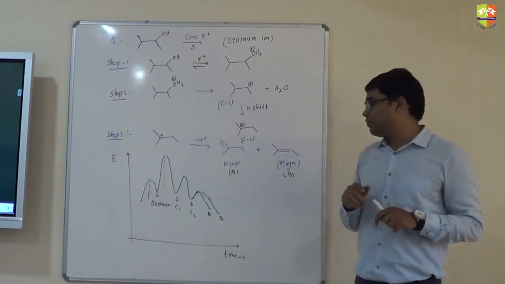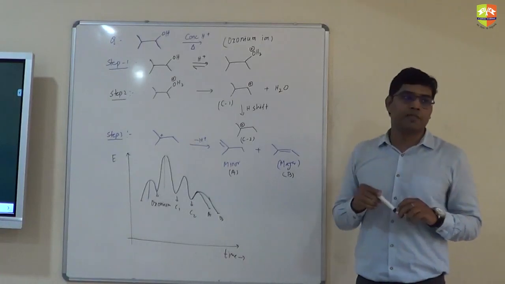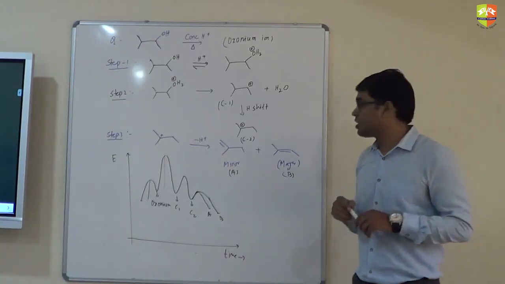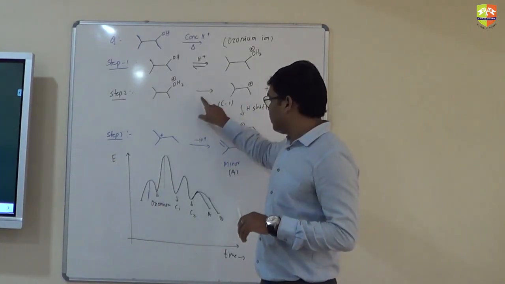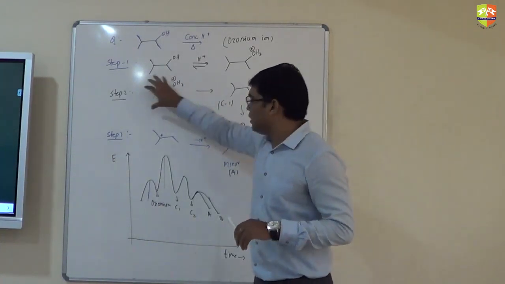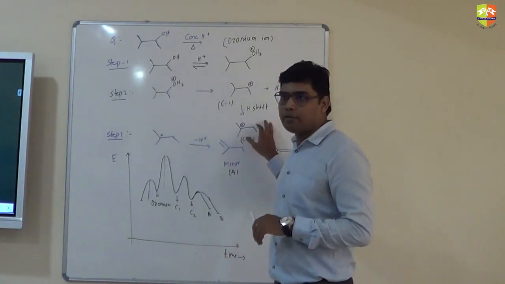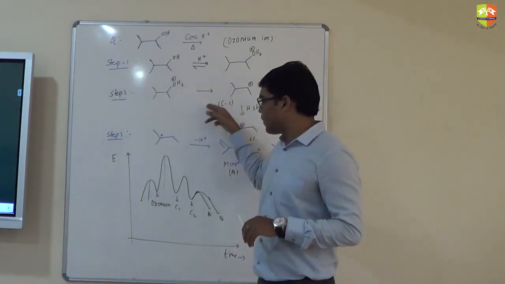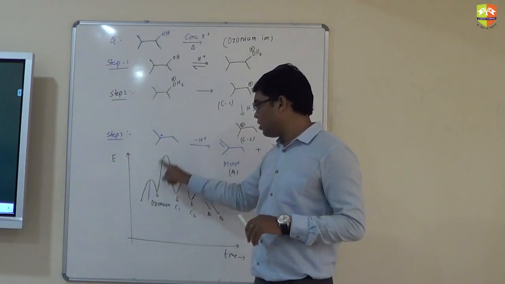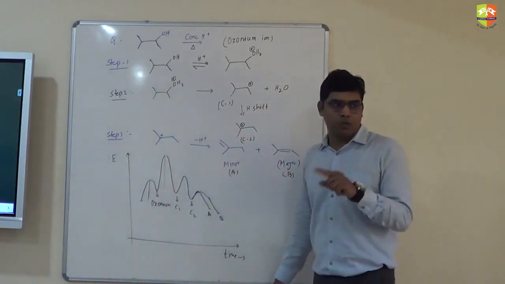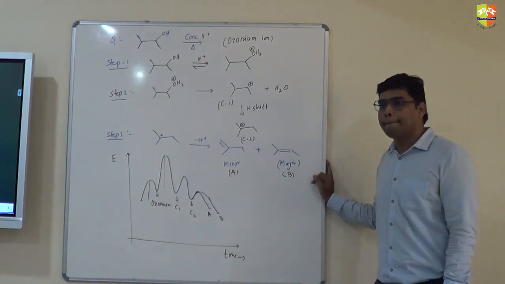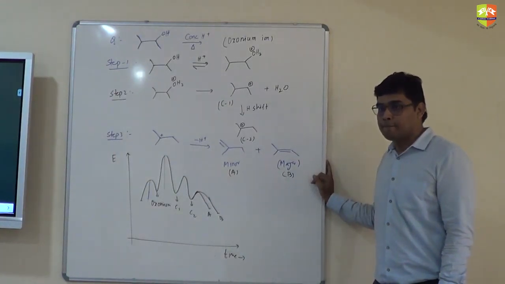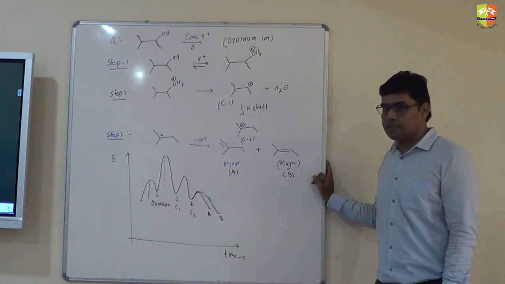How many steps do we have? In step 2 only we have this, so we have 3 steps. How many peaks do we have in this? 4: 1, 2, and 3. So the number of peaks minus 1 gives you the number of steps involved in the reaction, if the shift takes place. Otherwise, the number of peaks is equal to the number of steps.